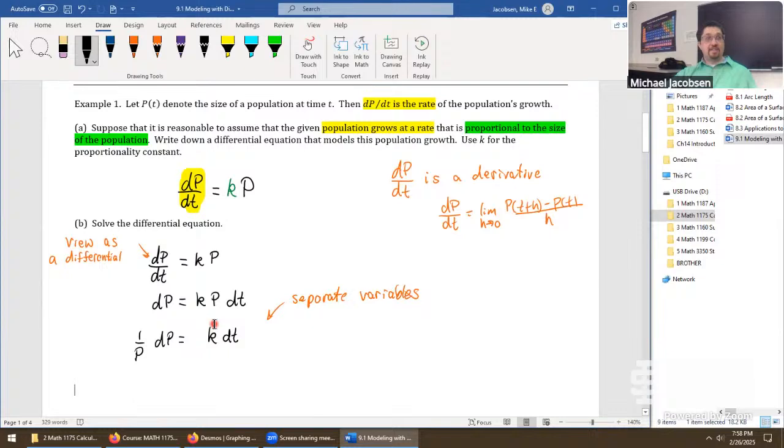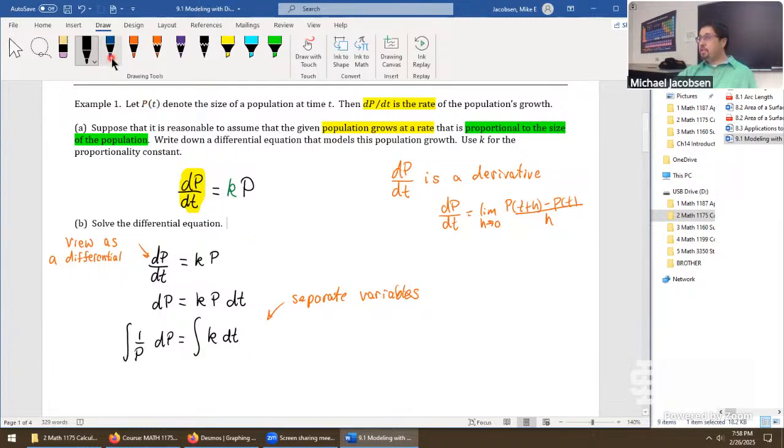Recall, k is just a constant, the constant of proportionality. So if you put an integral on here, there's no trouble. That's just going to be k times t. But if you integrate one side of the equation, you are forced into integrating the other side. So here's what it would look like. But we're just about there. Well, not really, but we're making progress through this.